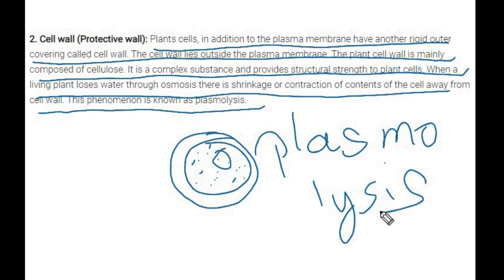If this is the cell and this is the plasma membrane, the cell wall is present outside the plasma membrane and it also protects the plasma membrane. And remember, it's only present in plant cells.